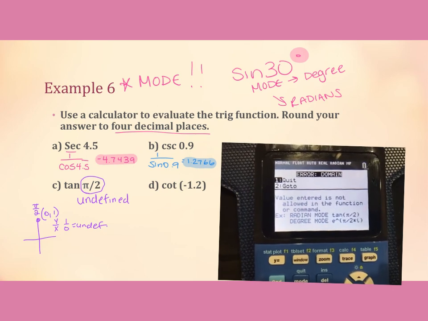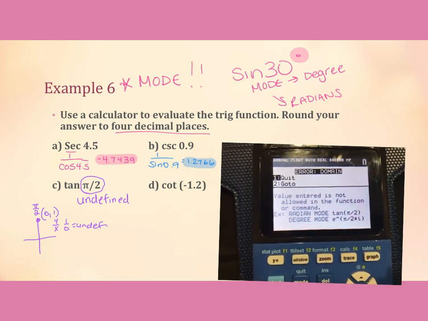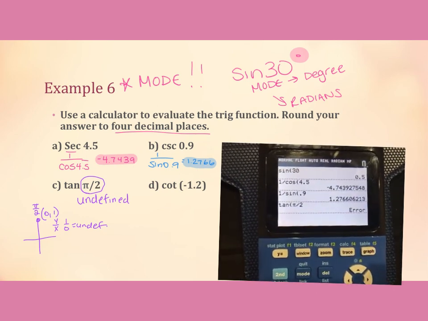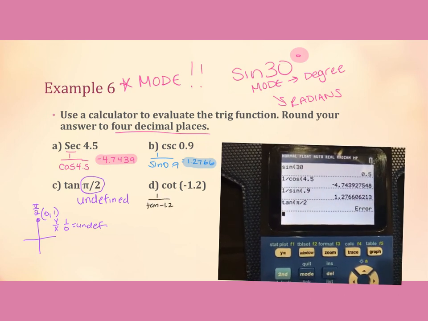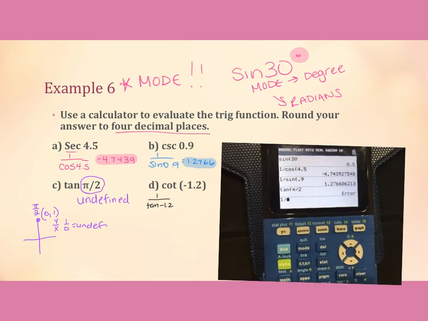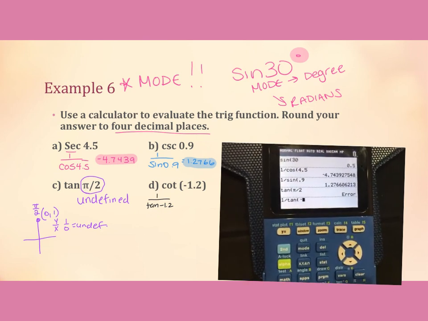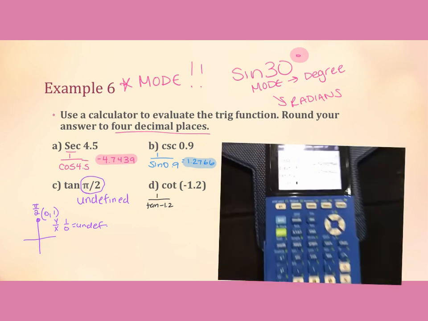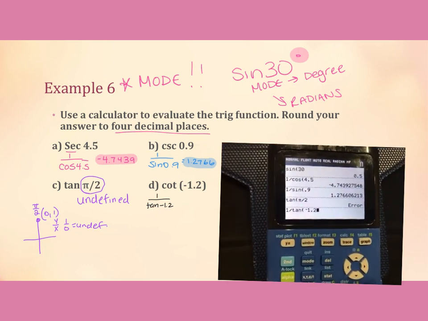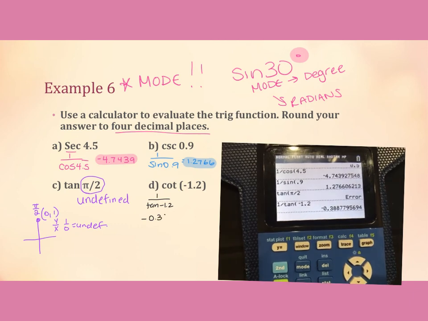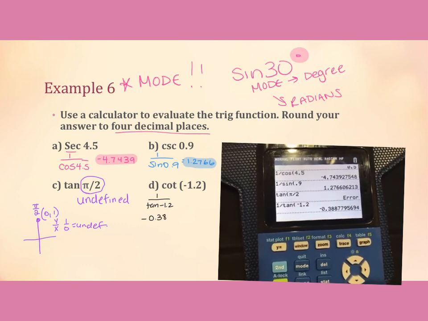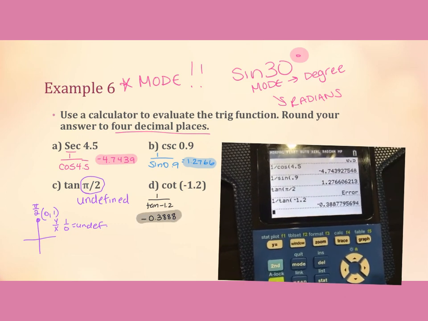Okay, last one, and this is cotangent. So again, we don't have a cotangent button. We're going to do 1 divided by tangent of negative 1.2. Enter. And I get negative 0.38877. So negative 0.3888 would be the rounded version of that number.